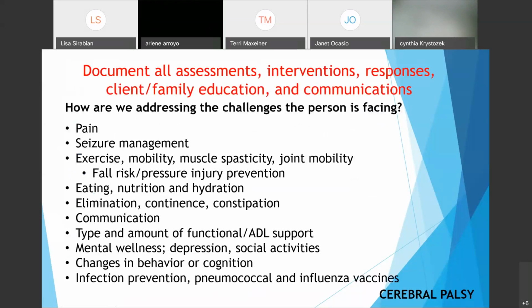All right, so our final slide here where we're reminding you about the documentation for all of these things, thinking through how are we addressing the individual challenge this person is having, what are the pain issues, how are we resolving that? Our exercise, mobility, and so on. Nutrition, hydration, elimination, communication, type and amount of functional support, mental wellness, changes in behavior, cognition, and infection prevention.